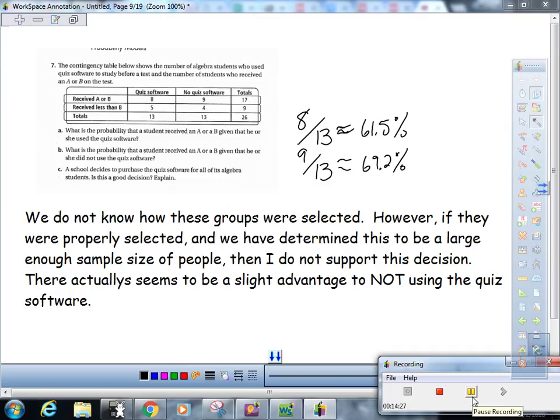And as a consultant, that principal was paid based on how many people he got to sign up for this textbook. Does that make sense? That's how the world works. So what if the principal grabbed the smartest kids in the algebra class and had them use the quiz software? And then they took the kids in the algebra class that weren't as smart and had them not use the quiz software. I'm not saying this happened. This did not happen in this situation, okay?